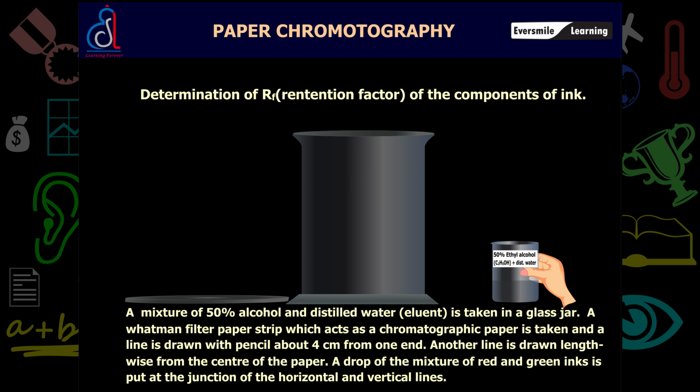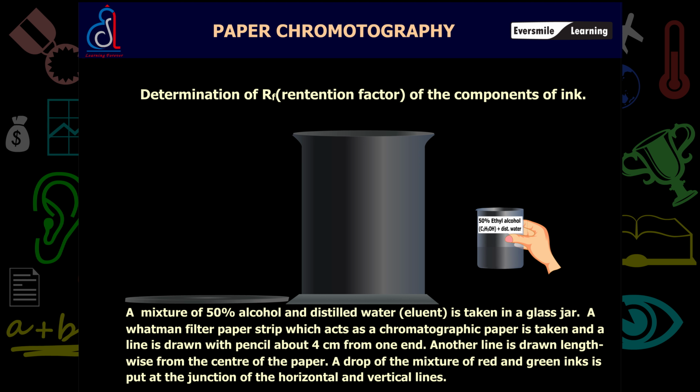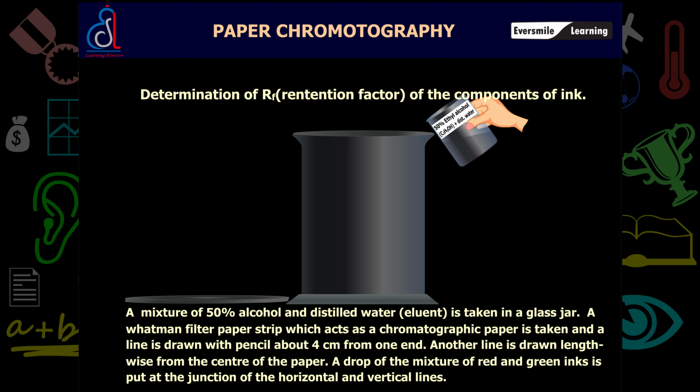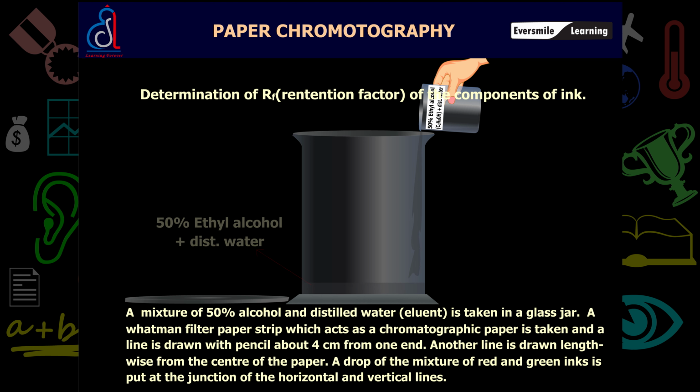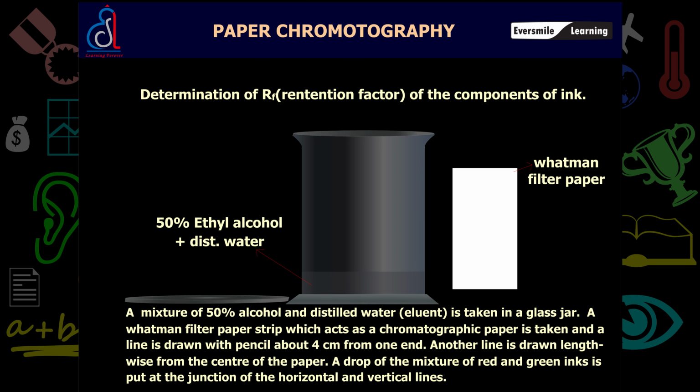Determination of retention factor of the components of ink. A mixture of 50% alcohol and distilled water is taken in a glass jar. A Whatman filter paper strip, which acts as a chromatographic paper, is taken and the line is drawn with pencil about 4 cm from one end. Another line is drawn lengthwise from the center of the paper.